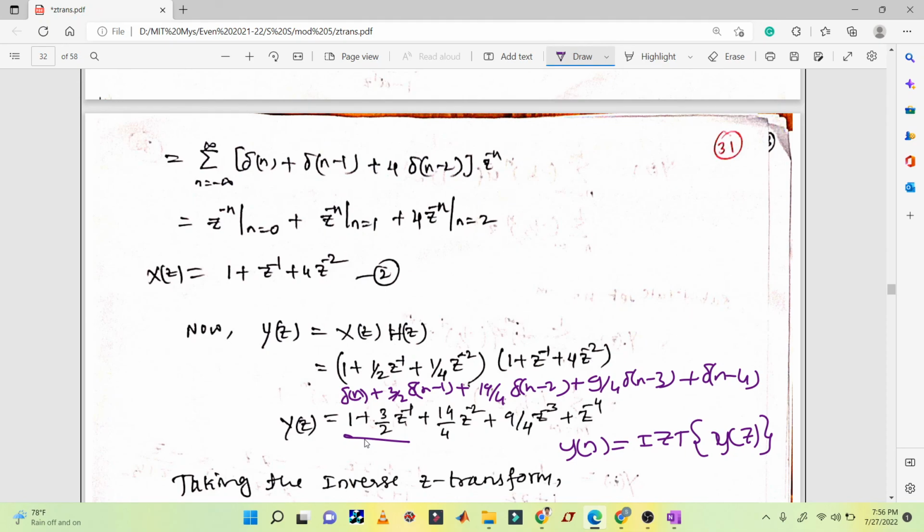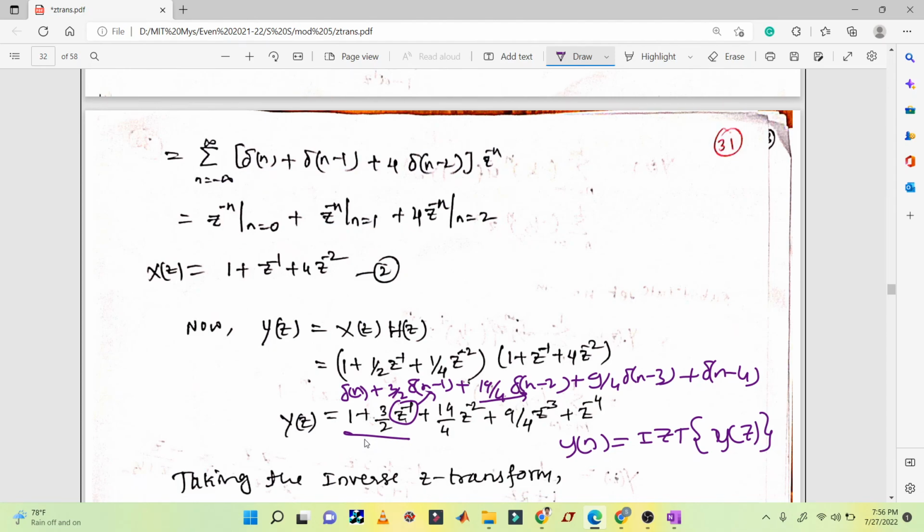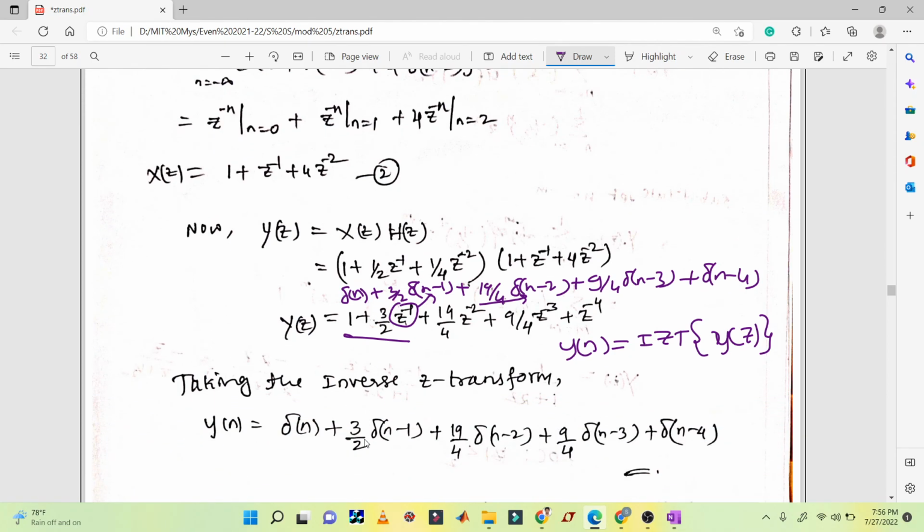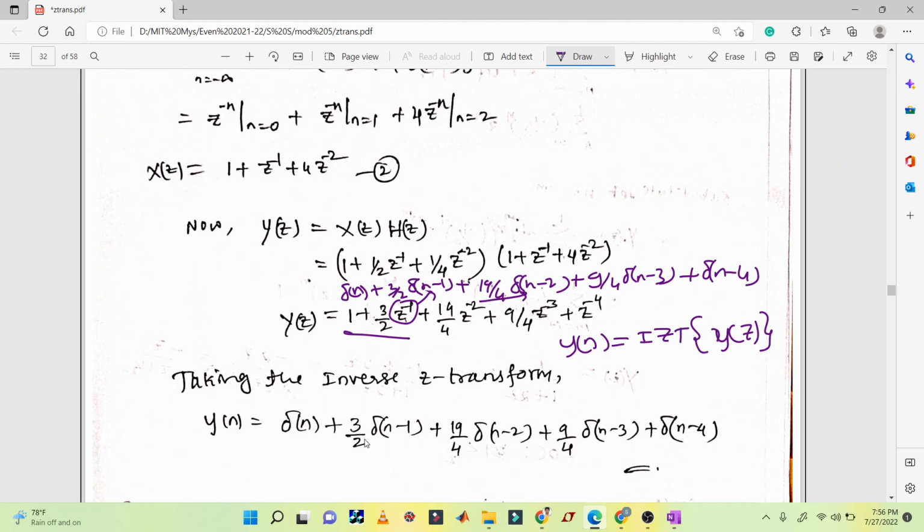Z power minus 1 is delta n minus 1. Z power minus 2 is delta n minus 2. So it is the simplest. Now it is like an introduction to the inverse Z transform as well, based on the standard delta functions.